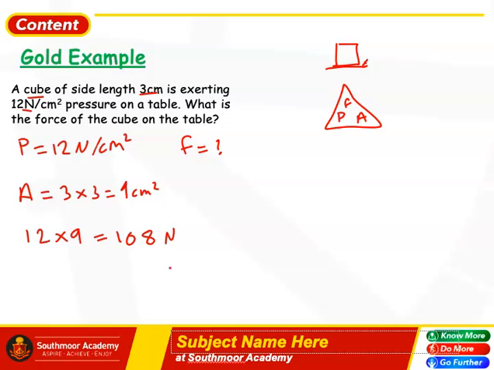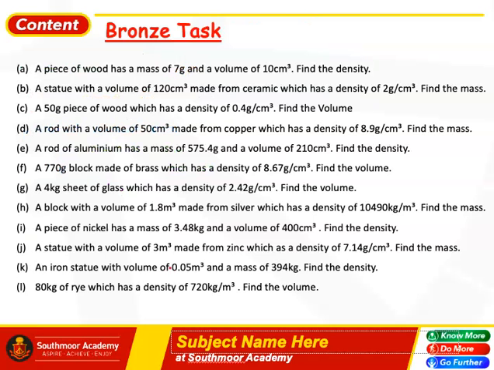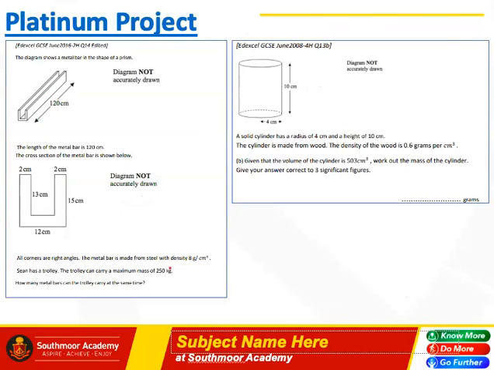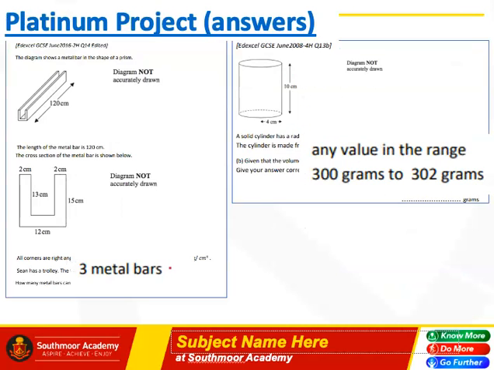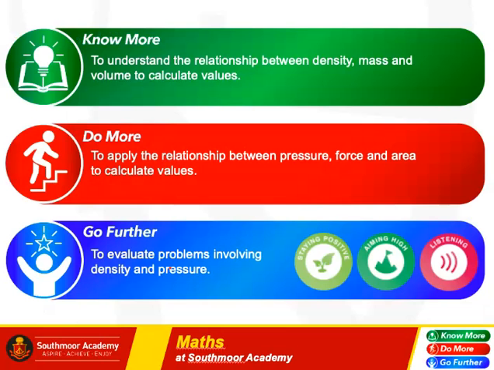Okay, right, that is what you are going to be doing. So you've got your bronze, silver and gold to be starting on, depending on how you do. So there's your bronze, silver, gold tasks, and then your platinum. Here are your answers if you have a go at those, and your platinum answers. There's a problem solving question for anybody that's finished. And that's it. So well done.